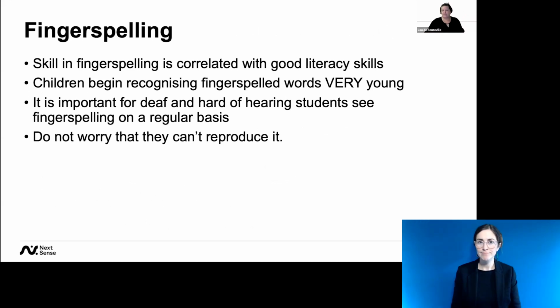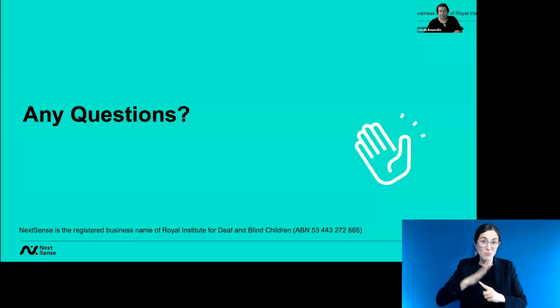Skill in fingerspelling is correlated with literacy skill. They can recognize it very young, even if they don't reproduce it. And yeah, it's just something very important that I wanted to add in, because I think it's kind of counterintuitive that you would be spelling words out when kids can't even sign them. But it is actually important.